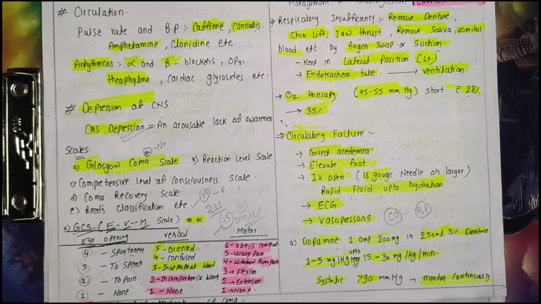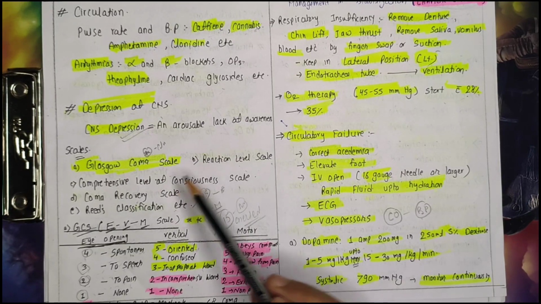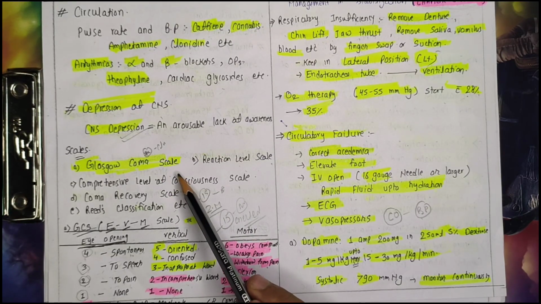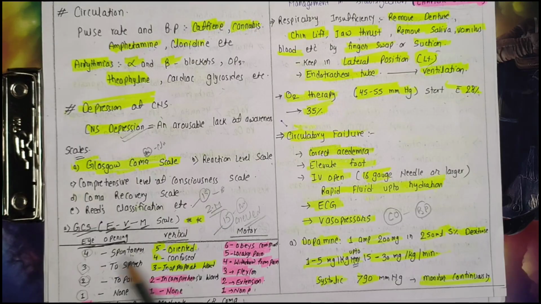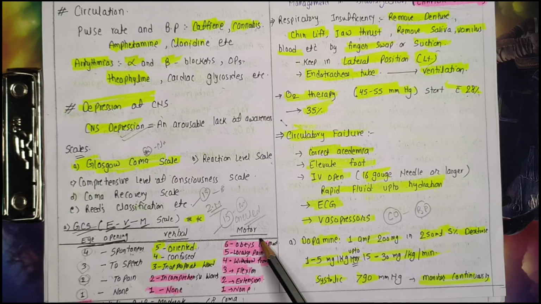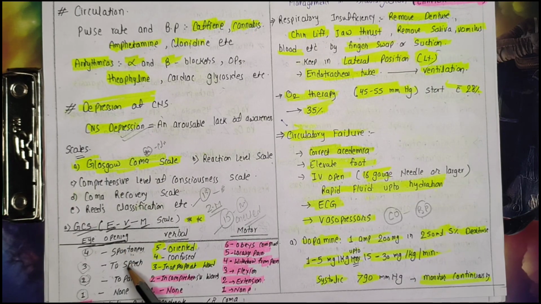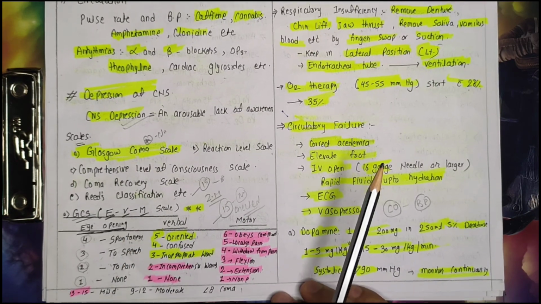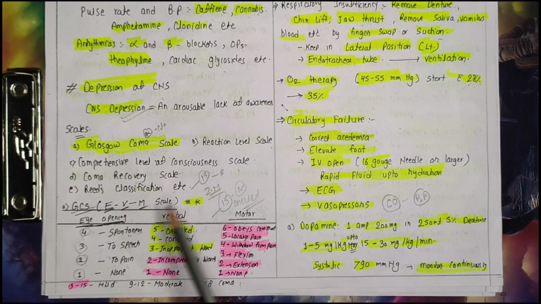Out of that, the Glasgow Coma Scale is the most widely accepted scale. In the Glasgow Coma Scale, in total we have three different parameters: one is the eye response, another is the verbal response, and another is the motor response. In eye response, based on how the eyes are reacting, we are going to score the person.